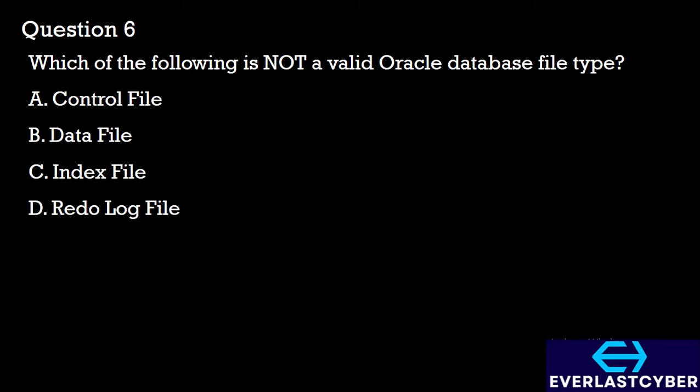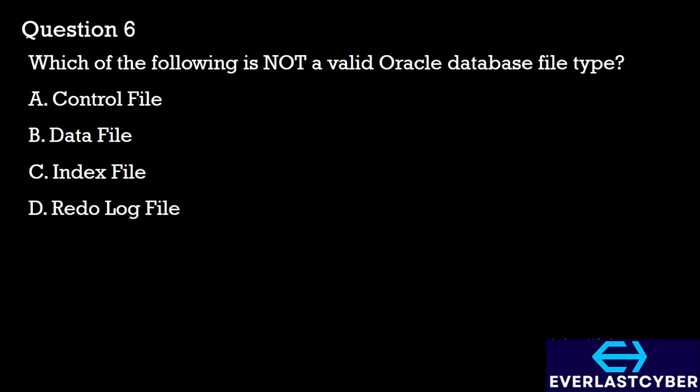In Oracle database, there is no file type called an index file. While indexes are a valid database object used to improve query performance, they are stored within data files and they do not have a separate file type. Now let's look at option D. The redo log file contains a record of changes made to the database, and this is critical for data recovery in case of a crash or system failure.